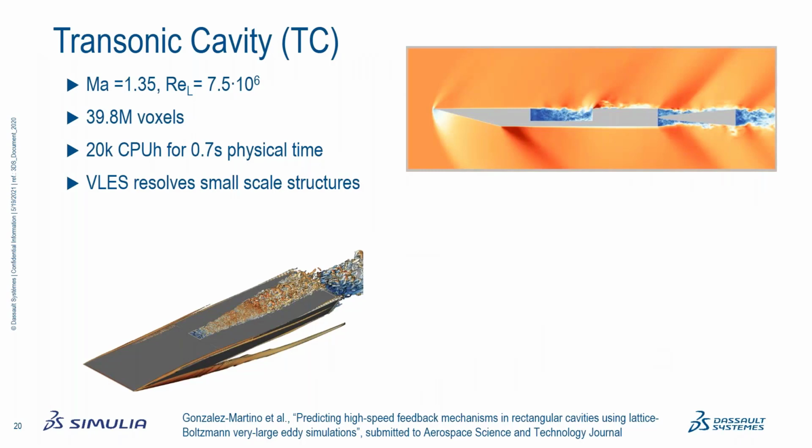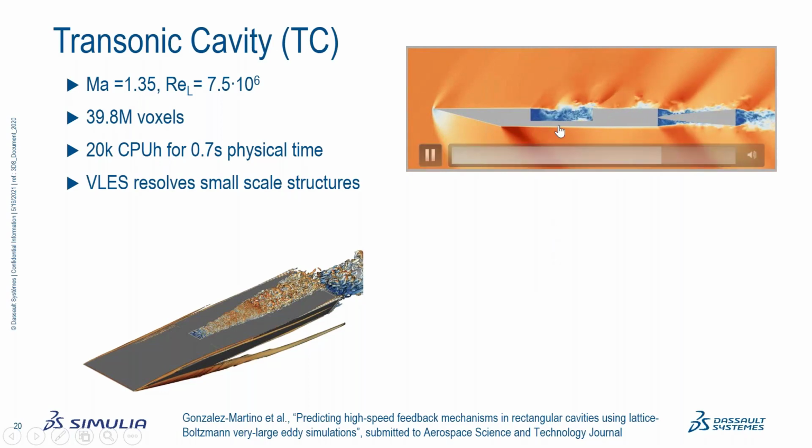Now we're moving to a test case which is a transonic cavity. As you can see from the geometry, we have a rather deep cavity where the flow is traveling over with a Mach number of 1.35. And when this happens, we have a shear layer developing, as you can see here, and this shear layer becomes unsteady, starts to flap, and is basically interacting with the backside of the cavity.